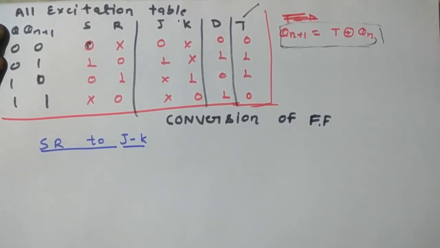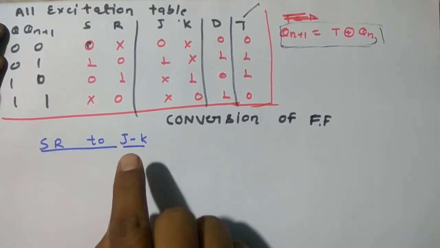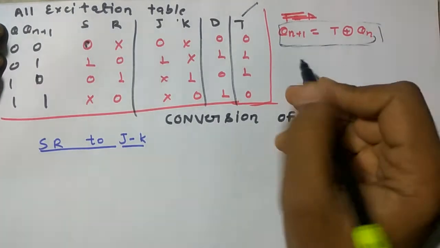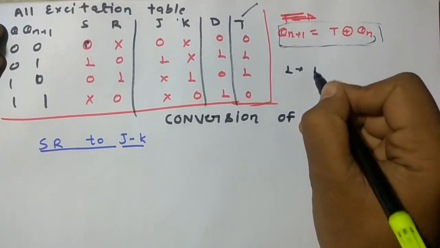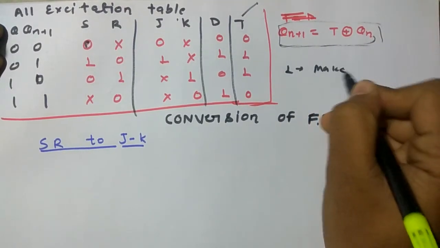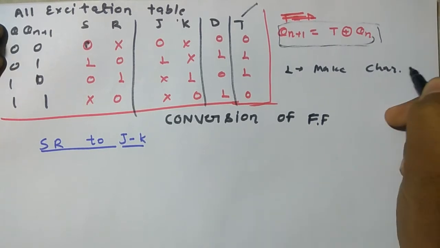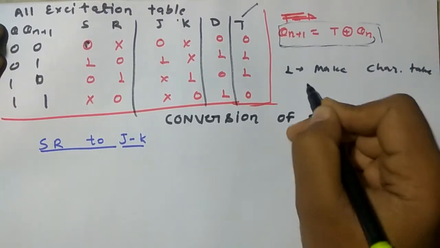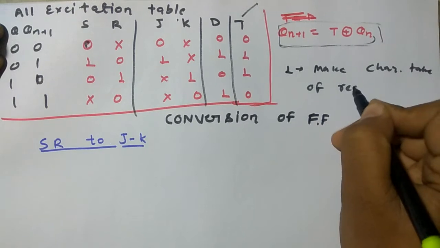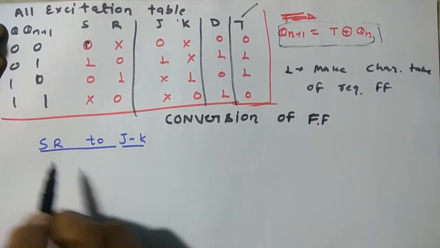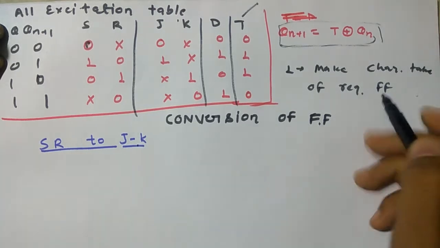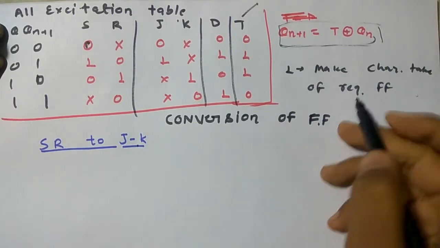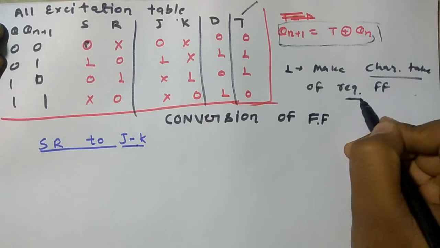So let us start. First, we have to make the characteristic table of the required flip-flop. Like here we need a JK flip-flop, SR to JK flip-flop. So we will make the characteristic table of the JK flip-flop.